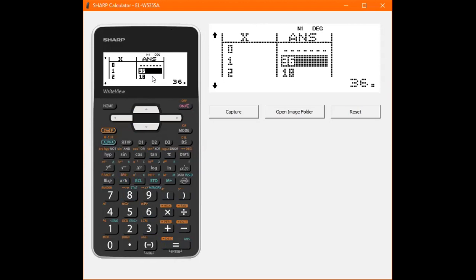Then we have 1 and 36, 2 and 18, 3 and 12, 4 and 9, 5 and 7.2. So we know 5 is not a factor because it has a decimal answer, it has a remainder. So we ignore 5 as a factor. Then we have 6 and 6, which are factors. And then, of course, we've got 7 and 5, 1 and 4, and so on.